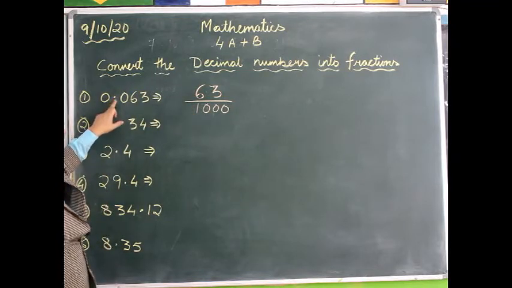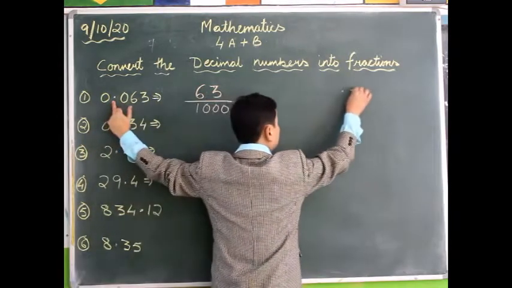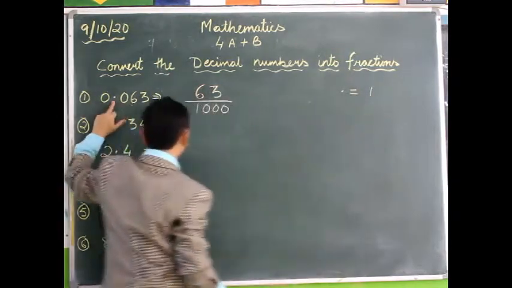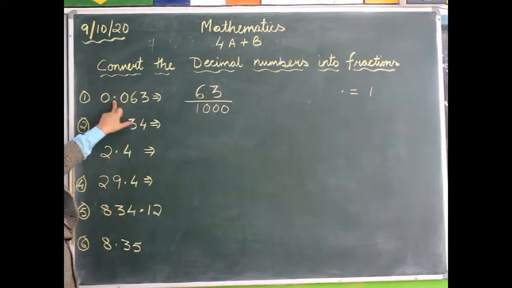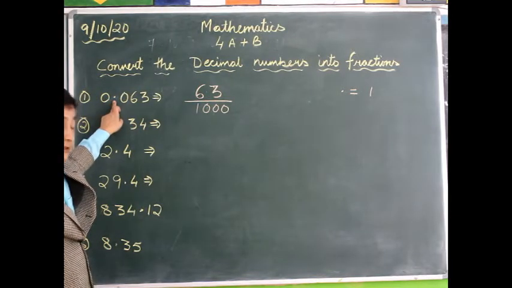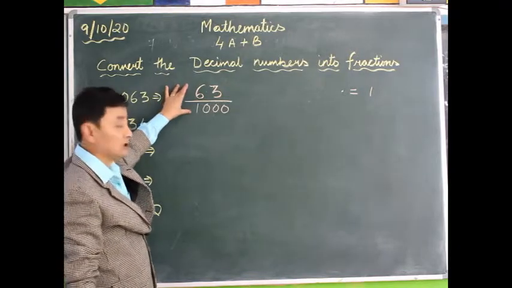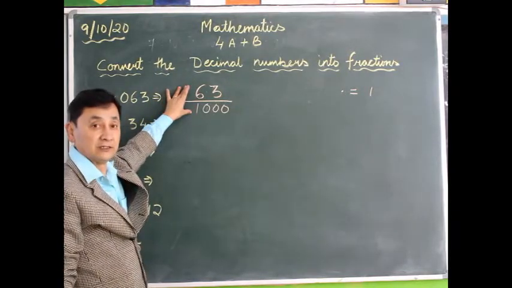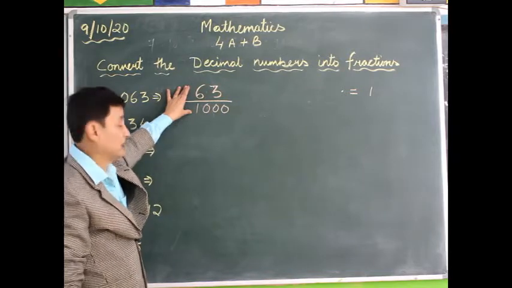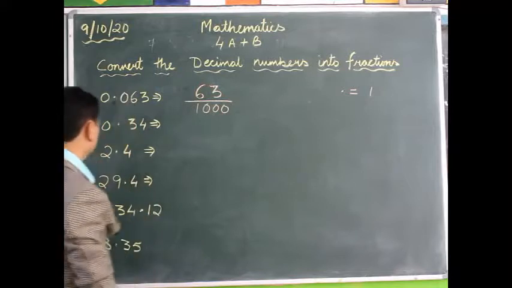We have put our finger on the point. This point changes into 1. I have told you the point changes into 1. So after writing 1, after the point, how many numbers are there? 3. So 63 thousandths. Was that easy? Now let's have a look here. Is it an improper fraction or a proper fraction? It is a proper fraction. So when it's a proper fraction, we'll leave it that way.